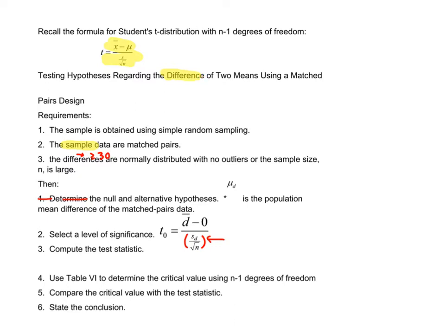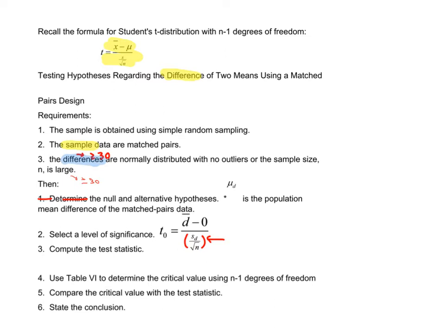So first we'll start out with the requirements. The sample has to be obtained using simple random sampling. They have to be matched pairs. We've already said that. Then this is what should actually be highlighted here, and I'll do it in a different color. The yellow highlighting is wrong. It should be the differences. The differences are normally distributed with no outliers, or the sample size n is large. And that n is large means that we are greater than or equal to 30. So that greater than or equal to 30 should be referring to the word large right there. Again, emphasis being the differences, meaning we subtract the two samples because they are paired together. We subtract the individuals in the different samples from each other.